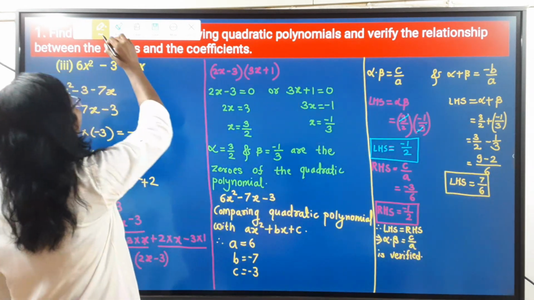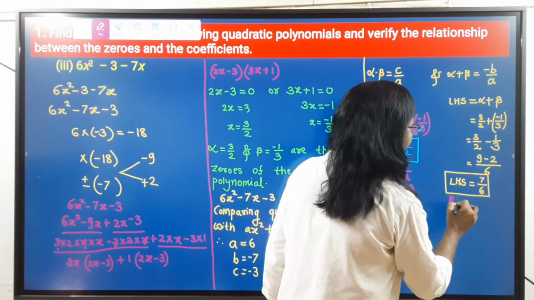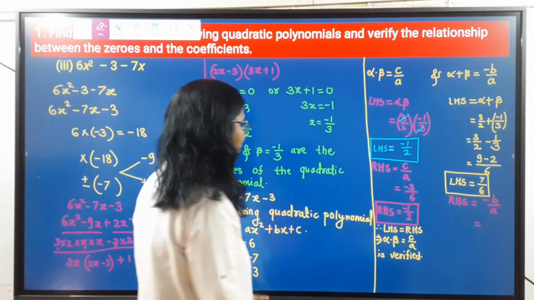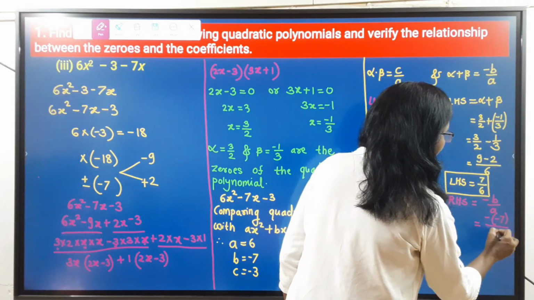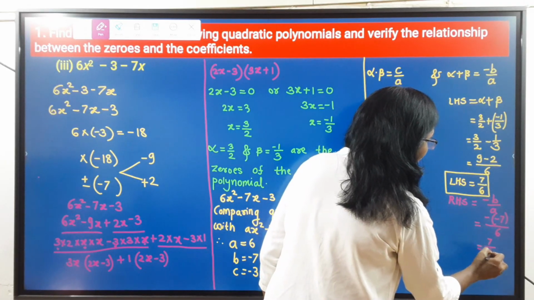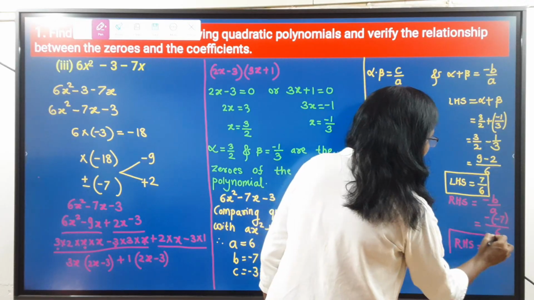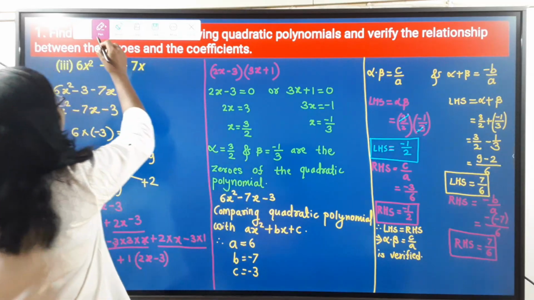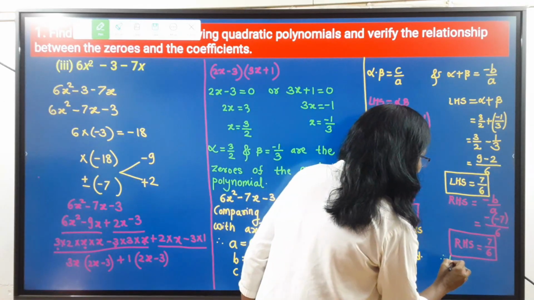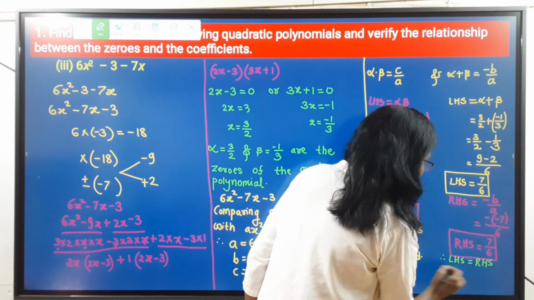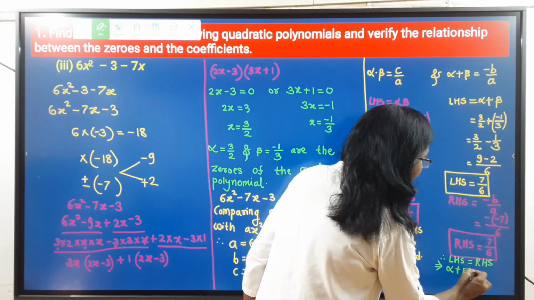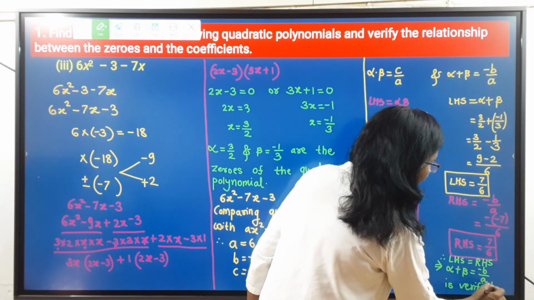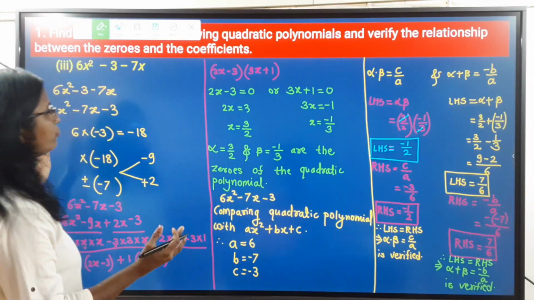Okay, so now here students the RHS. What is the RHS students? So RHS is equal to minus b upon a. So that means here students minus of minus 7 upon 6. That means minus of minus, that means positive 7 upon 6. And that is the RHS. So here students carefully observe that LHS is equal to RHS. Therefore LHS is equal to RHS. It means that alpha plus beta is equal to minus b upon a is verified.